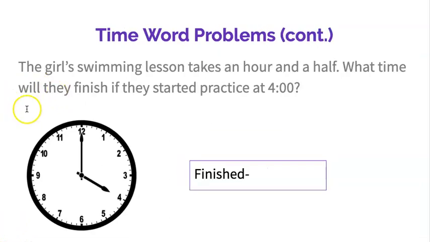All right, one more. The girls' swimming lesson takes an hour and a half. What time will they finish if they started practice at 4? Now we're going to pretend that they're not going to start at 3:30. They're going to start at 4. Right, so if it takes an hour and a half, a half hour, again, is 30 minutes. That's half, because if we pretended that we cut this clock in half, I could put my line right from the 12 to the 6. We would have 1/2 of the clock here, 1/2 of the clock on this side. So a half hour is 30 minutes, 30 minutes this way and 30 minutes that way.